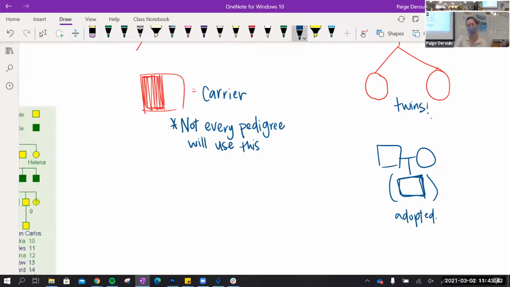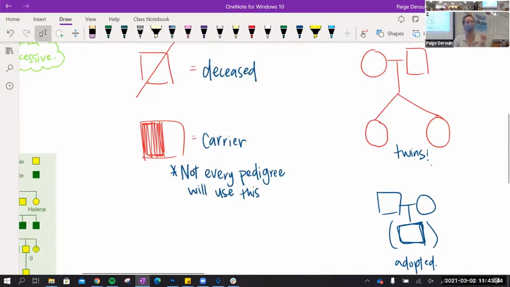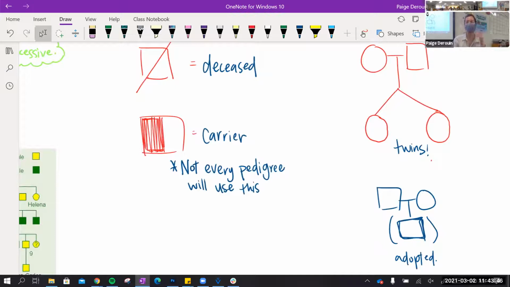Also, sometimes in super rare situations, you might see a triangle as a shape. And that usually means that the mom had a miscarriage of the baby. And so the gender was not determined yet or unknown. But usually you don't see that very often. That means that the miscarriage baby had the trait only if the triangle is colored in. But usually it won't be because you didn't know.